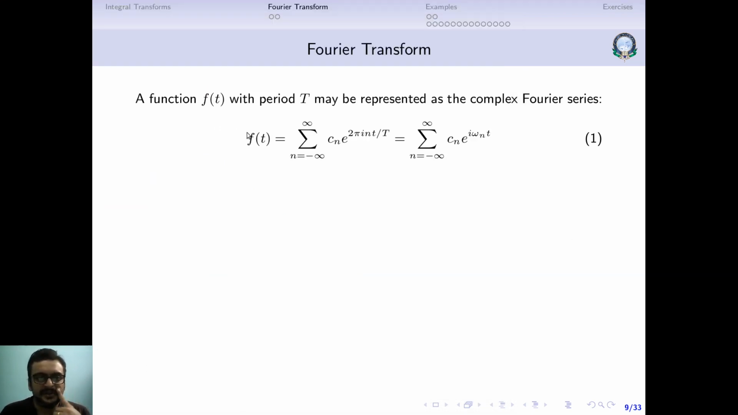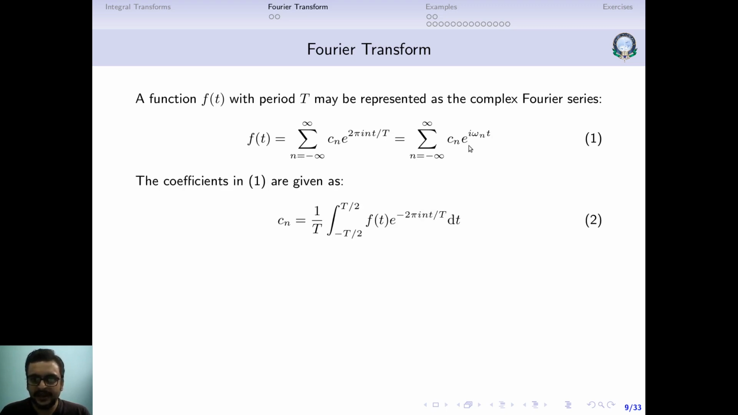So now, if I have a function f of t which has a period capital T, then we can represent it as a complex Fourier series. We have discussed this in the previous semester. So f of t can be written simply as a summation, n goes from minus infinity to plus infinity, c n e to the power i omega n t. And the coefficient c n is given by integrating f of t multiplied by e to the power minus 2 pi i n t by T, from minus T by 2 to plus T by 2, and dividing the result by T.